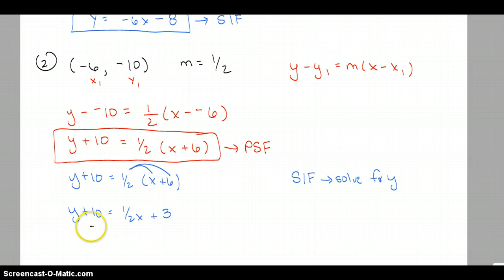And then from there, you're going to get rid of the plus 10. So you subtract 10 from both sides, and you get y equals 1/2 x minus 7, or plus -7. And now y is all by itself, so now it's in slope-intercept form.